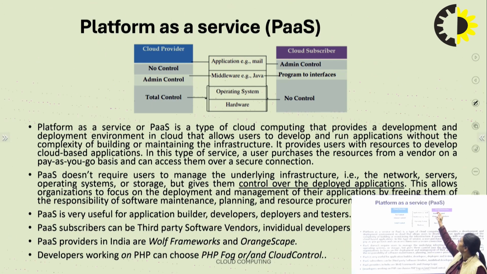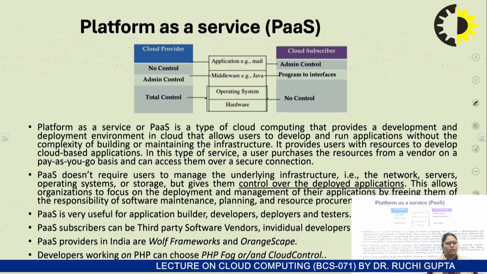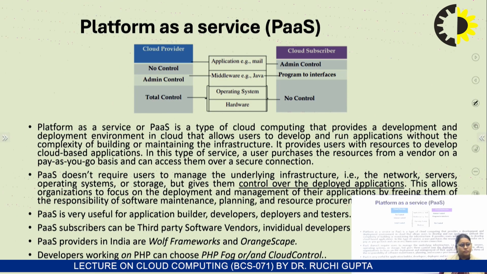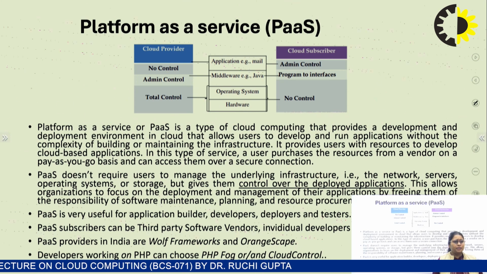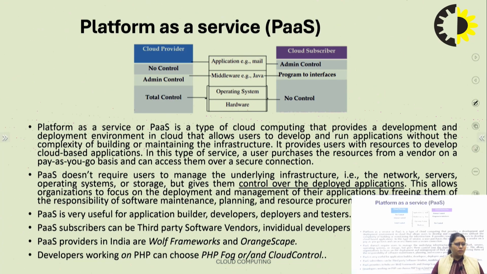So, the cloud provider is available on the middle layer or operating system layer, and the consumer is available on the application layer. So, cloud subscribers do not have any control over the access. Now, platform as a service is a cloud computing service that provides development and deployment. For example, platform as a service is basically used by the developers. It is not generally used by the consumers, it is used by the developers.